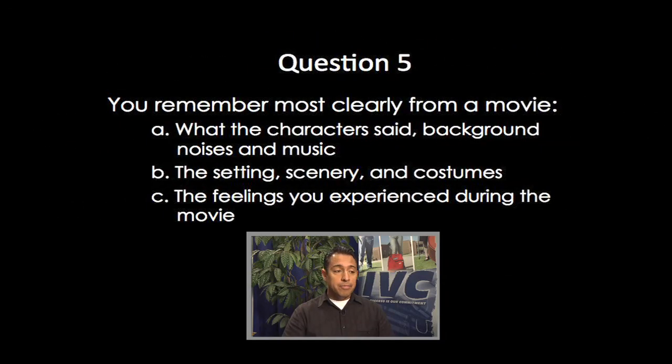Question number 5, you remember most clearly from a movie, A, the characters and what they said, background noises and music, B, the setting, scenery, and costumes, or C, the feelings you experienced during the movie.